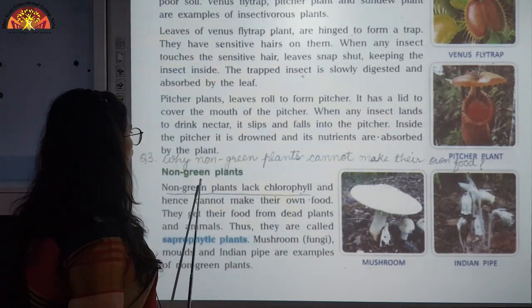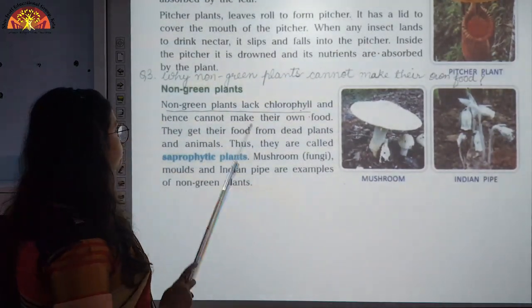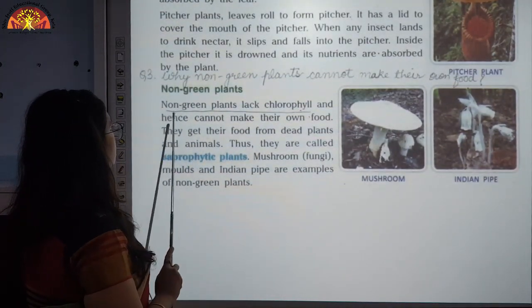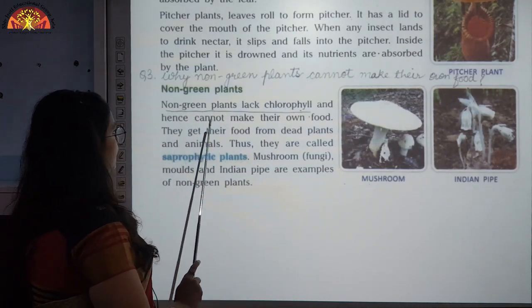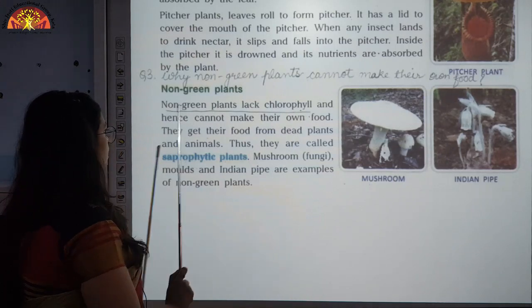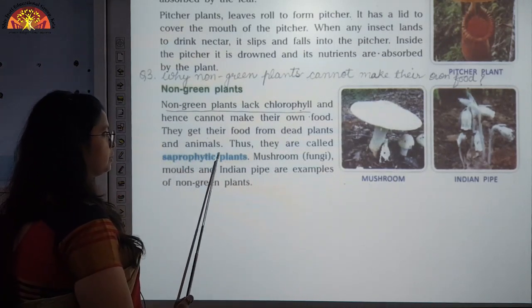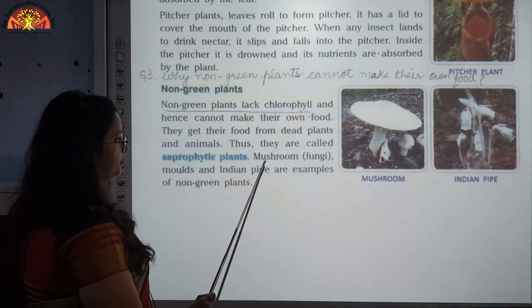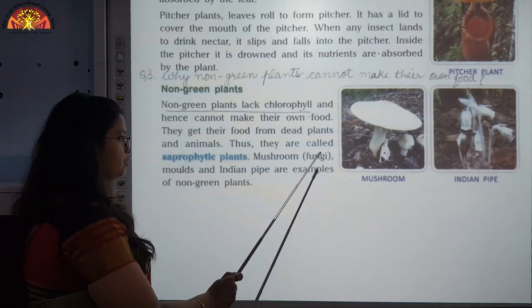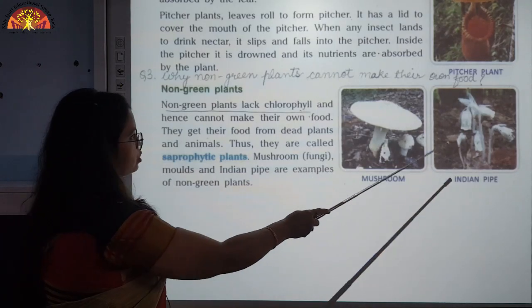Now, we come to non-green plants. Now, again there is one more category, that is non-green plants. Non-green plants lack chlorophyll and hence cannot make their own food. They get their food from dead plants and animals. Thus, they are called saprophytic plants, and examples are mushroom, which is a fungus, molds and Indian pipe. You can see the pictures over here.